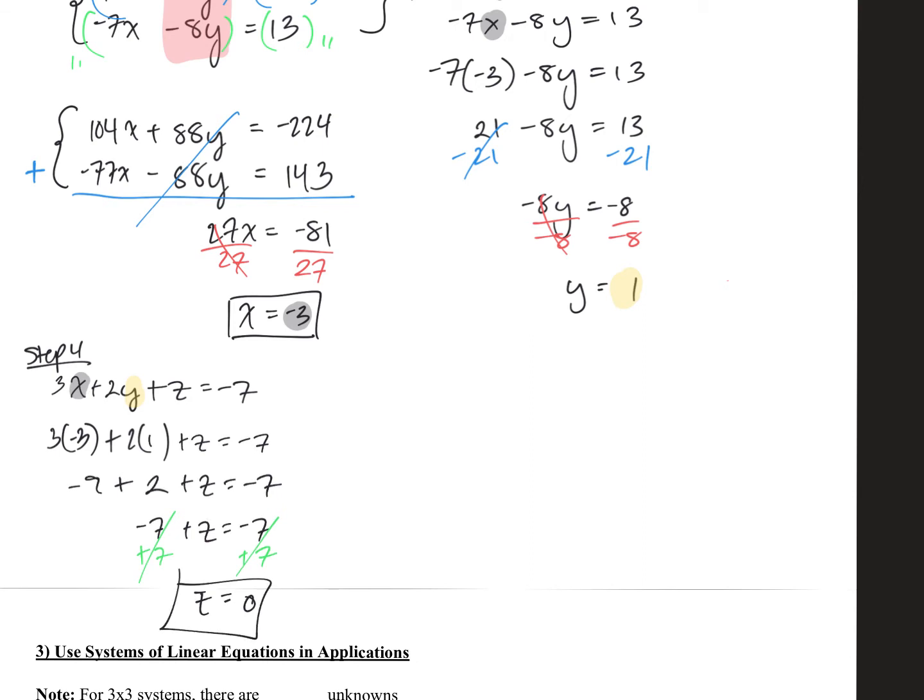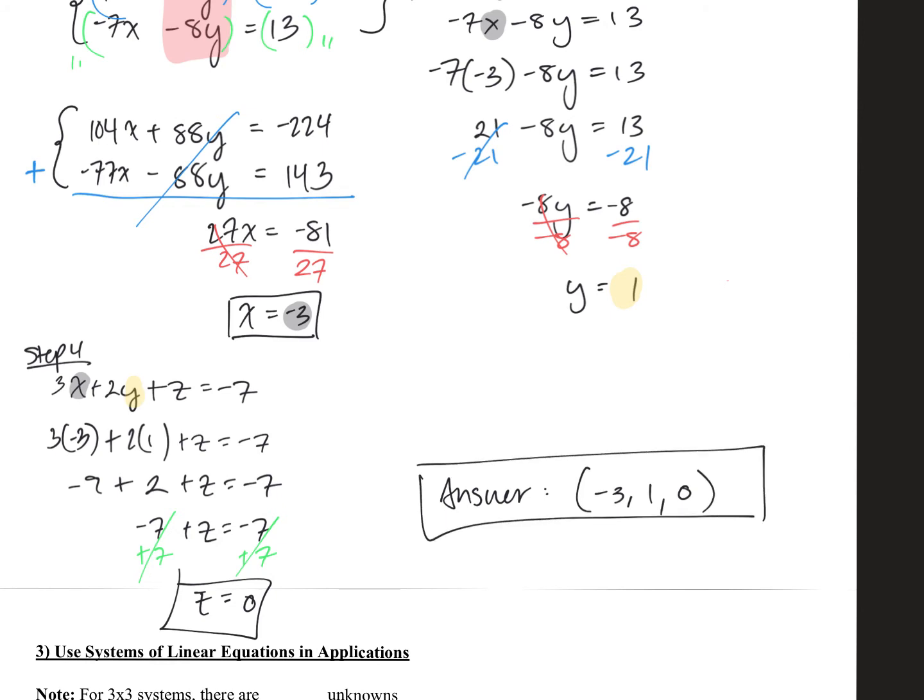Are we done? Almost, really close. We need to write our final answer. Remember, in the xyz form. So negative 3, negative 1, 0. That is our answer. The book might give different ways on how to answer, but this is the way I'll be looking for on your exam.